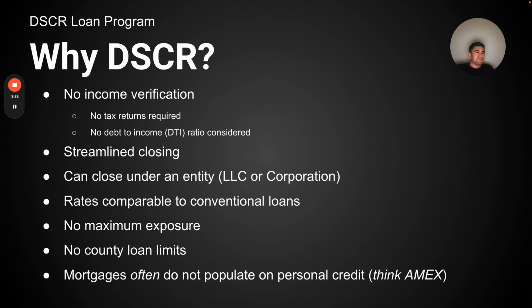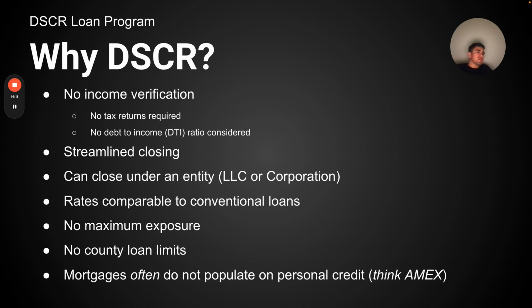Fifth point here, there is no maximum exposure. What does that mean? Well, it means that there's no cap on how many properties you can buy using the DSCR program. You can buy as many as you like, assuming you have the down payment and the funds to do so. There's no county loan limits on this program like you have on conventional or FHA programs. That's typically set by your county, and you're kind of capped, so to speak. So you don't have that with this program.